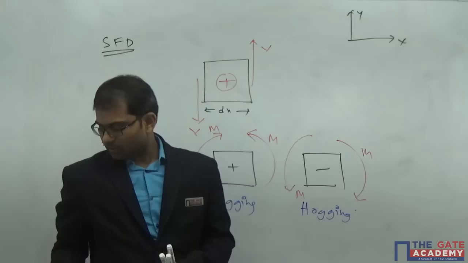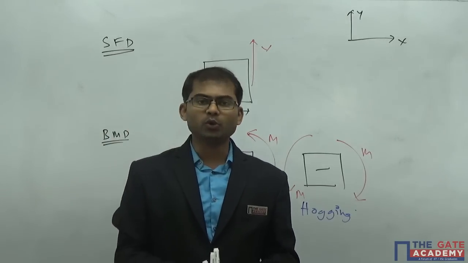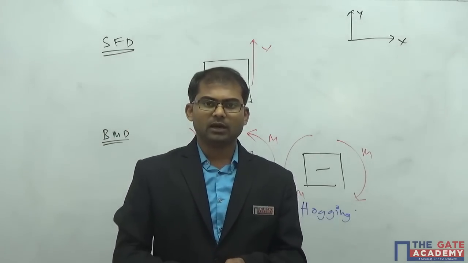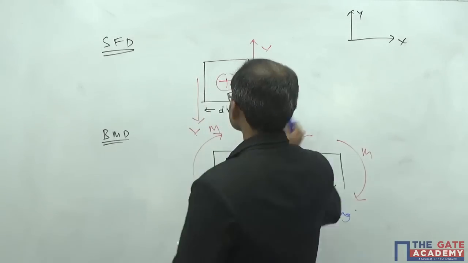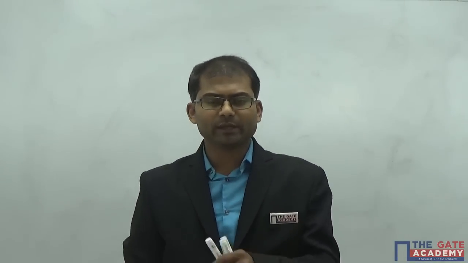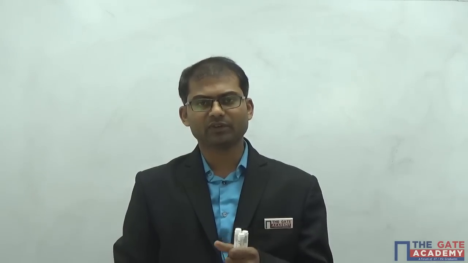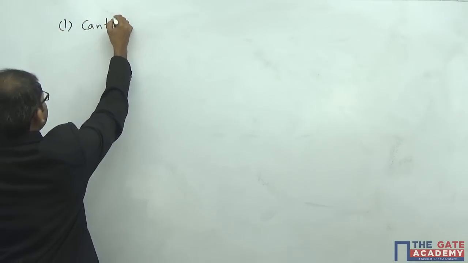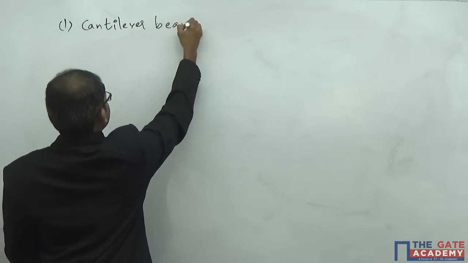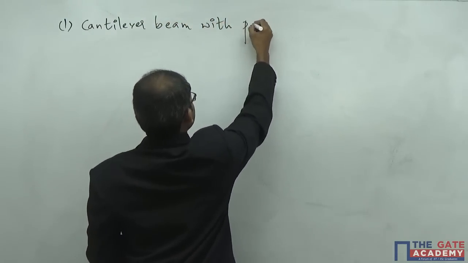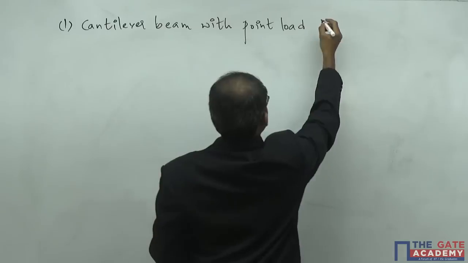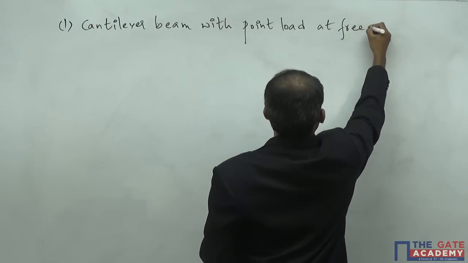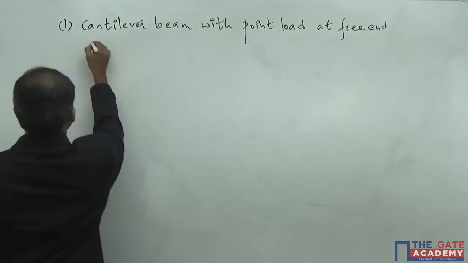Clear? Now I will take some examples and show you how to draw the shear force diagram and bending moment diagram for those examples. First of all, I will go with simple examples. I'm going to take two very simple examples. Afterwards, I will take a previous GATE question and end this lecture. So the first example is a cantilever beam with point load at free end. So it will be looking like this.